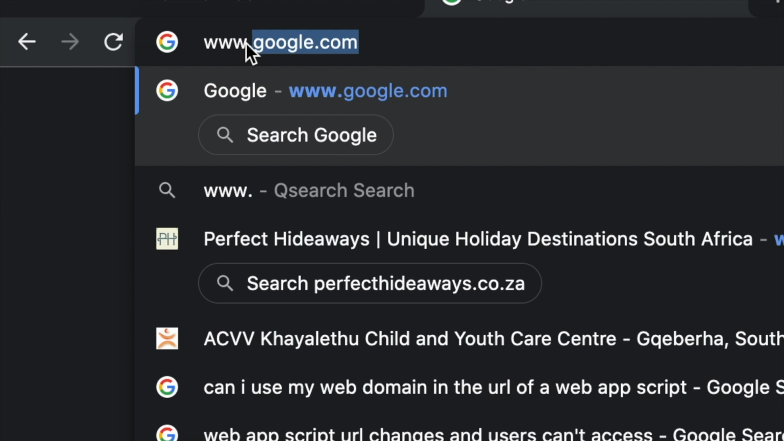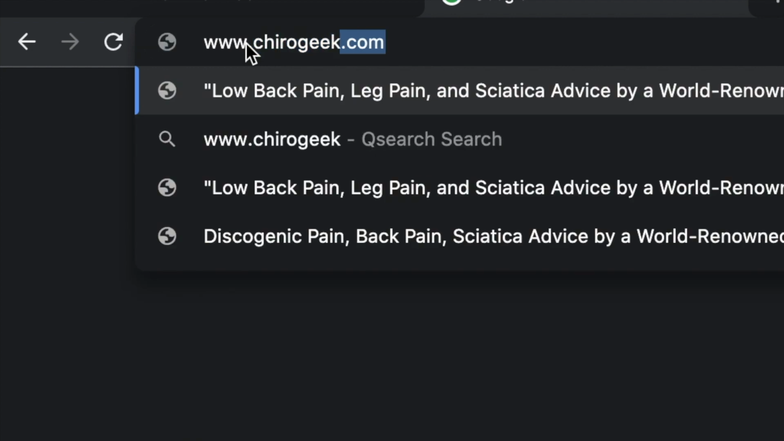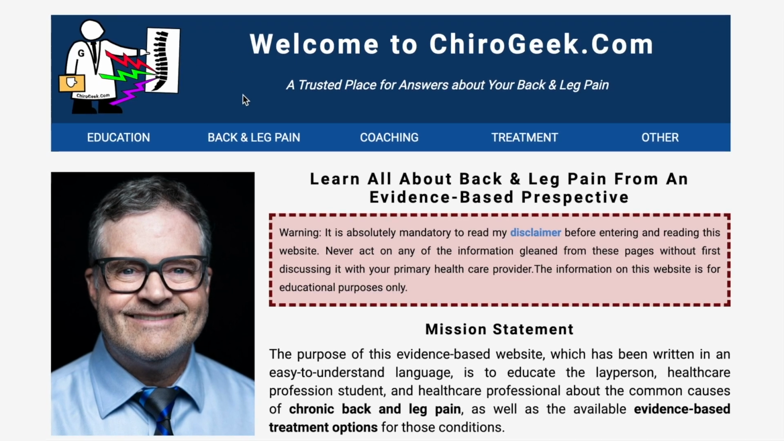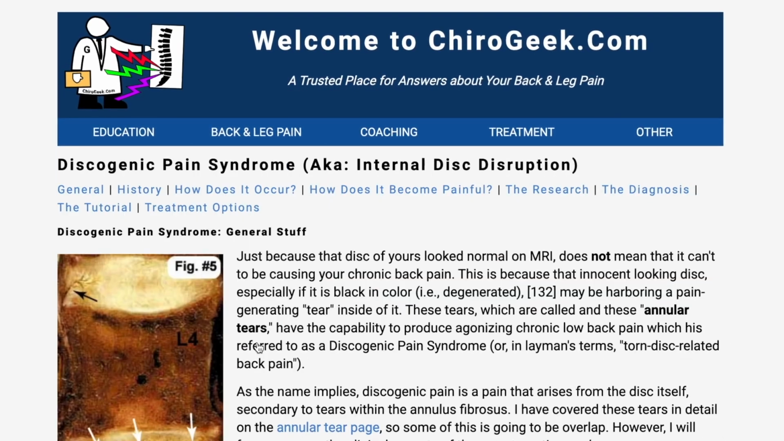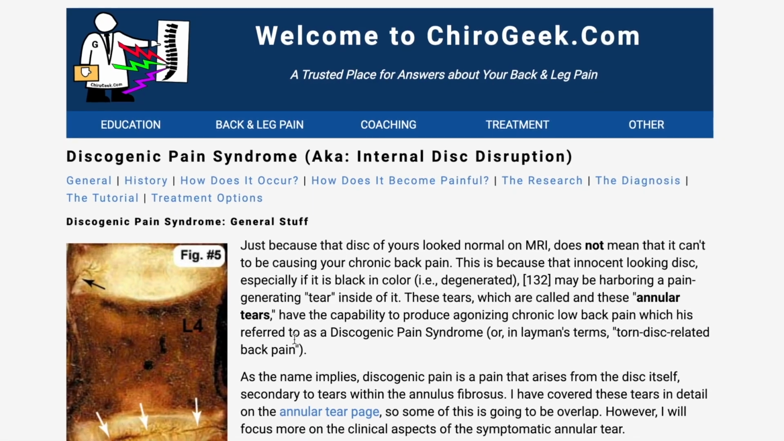The following material can be read in greater detail if you go to chirogeek.com and read Dr. Gillard's page on discogenic pain syndrome. In 1986, Dr. H.V. Kroc told the International Spine Society that internal disc disruption could cause lower back pain and even lower limb pain without the presence of spinal nerve root compression. He came up with the term internal disc disruption.